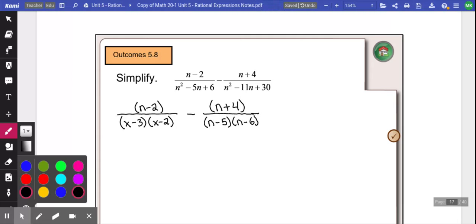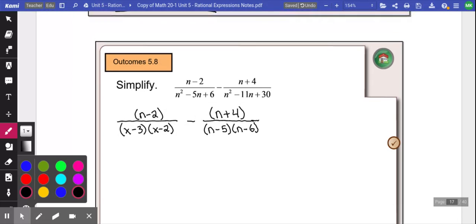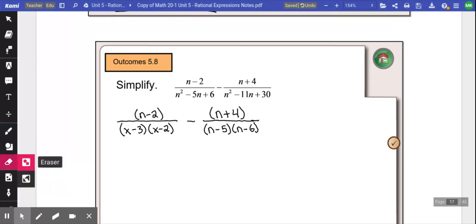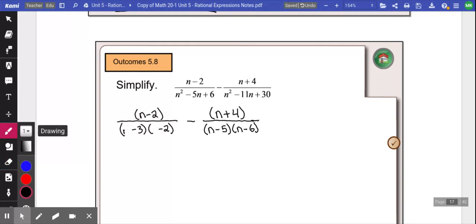The second step is non-permissible values. Things that cause me to divide by 0. N cannot equal 3, and also cannot equal 2, also cannot equal 5, also cannot equal 6. I got those from the denominators. Wonderful. Once you've done that, we can start to work with our simplifying.